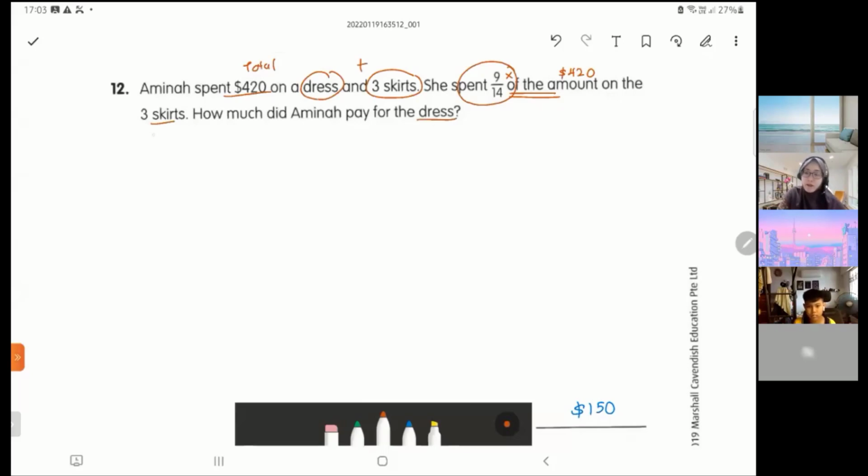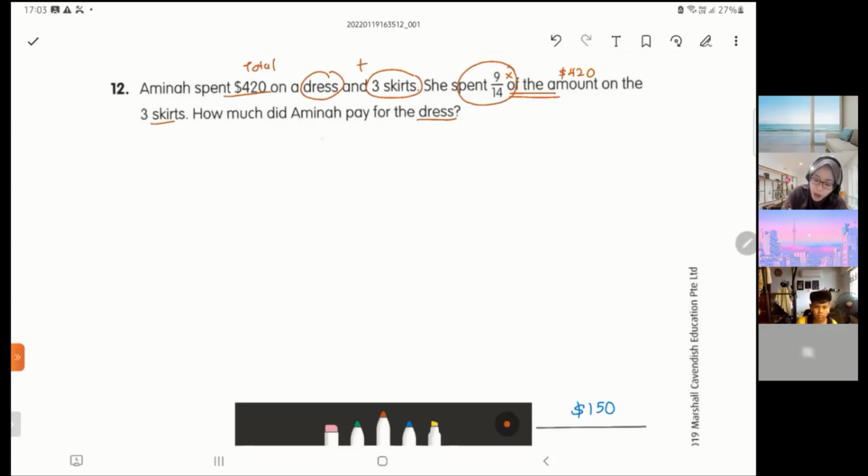I was given skirt. Now I want to find dress. Opposite. So let's do this. I know that I have spent 9/14 on the skirt. So the dress is the balance, right? If you cannot see, you may want to draw the model and shade 9 parts. 9 parts is for the skirts. The balance of it is the dress. You get me?